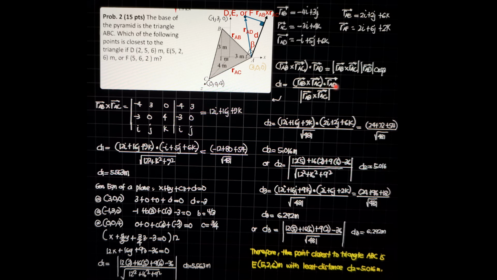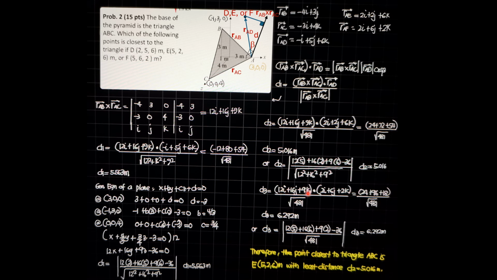For distance 3, replace RAE here by RAF, so we have RAB cross RAC dot RAF over the magnitude of RAB cross RAC, which is square root of 481.